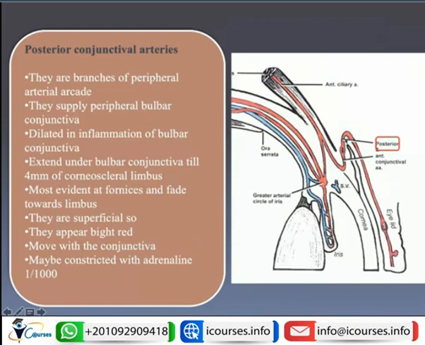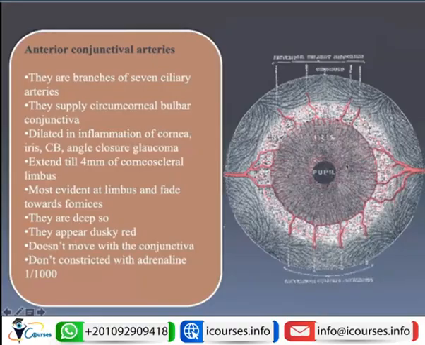They are most prominent near the fornix and fade toward the limbus. And since they are superficial, they will appear bright red in color, and they can move with the conjunctiva, and they can be constricted with topical adrenaline. Then the posterior conjunctival artery will descend to anastomose with the anterior conjunctival arteries about 4 millimeters from the limbus. And what are the anterior conjunctival arteries?